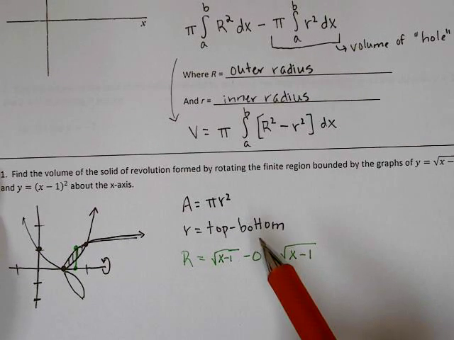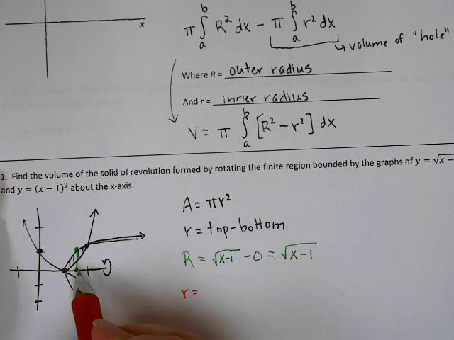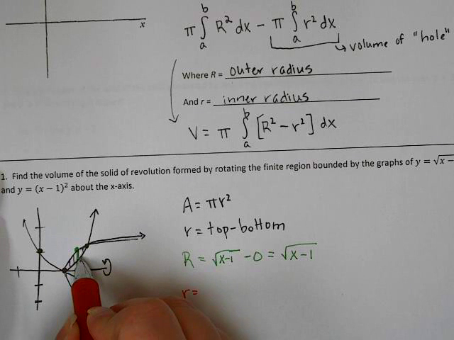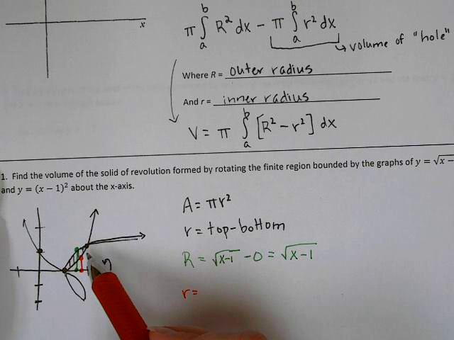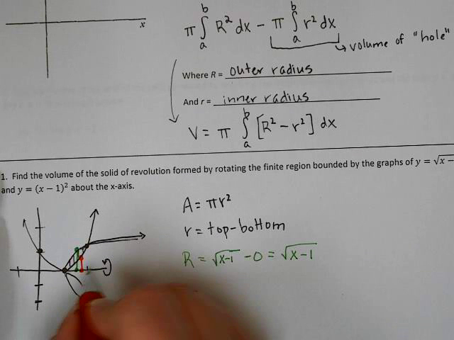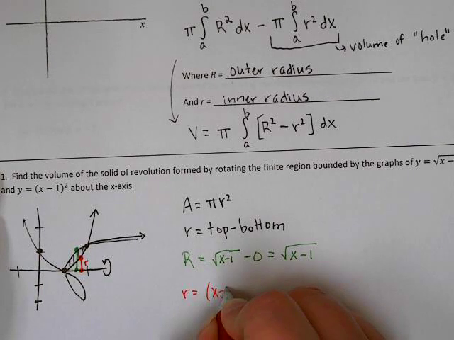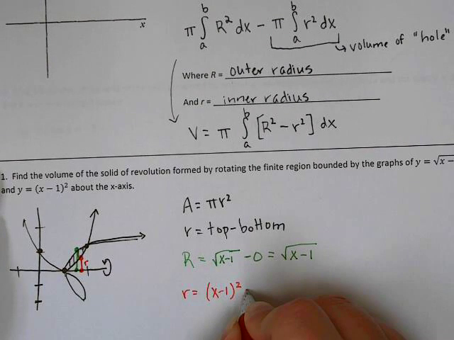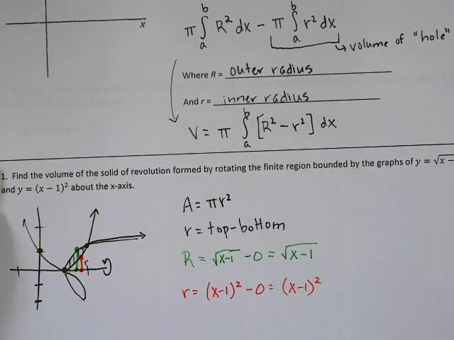And then for our little r, for the inner radius, again, it's the radius of the hole essentially. We can see that there's this space in between our area and where we're rotating it. So the red piece here, that's our little r. And again, top minus bottom, so that's going to be (x minus 1) squared and then minus 0. So it's really (x minus 1) squared.